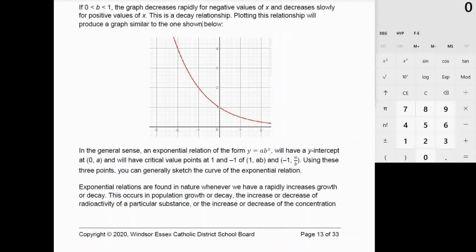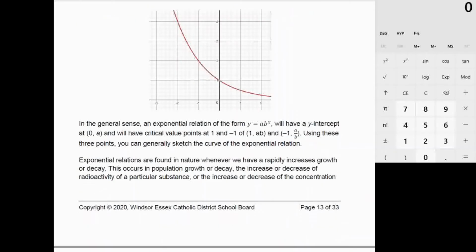Now, let's make this a little bit more complicated, and we'll write this in the form y equals ab to the power of x. So if we add that a in front, our y-intercept would now be at (0, a), and the critical points for graphing would be at (1, ab) and (-1, a over b). So you can graph those 3 points, and you can sketch a pretty good exponential curve for any exponential relation of that form y equals ab to the power of x.